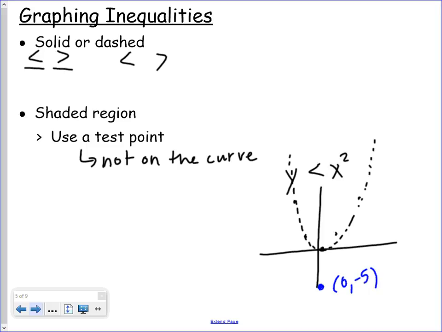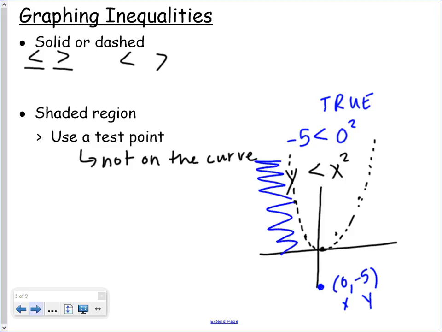So 0 left or right, I'll go 5 down. This is going to be my x and my y. I'm going to plug it into that inequality and see if it's true or false. So is -5 less than 0 squared? Lillian is saying yes, of course it is. So that's true. If it's true, shade where the point is. So this should be part of the solution. It's outside the parabola. All of my shading should be outside of the parabola.